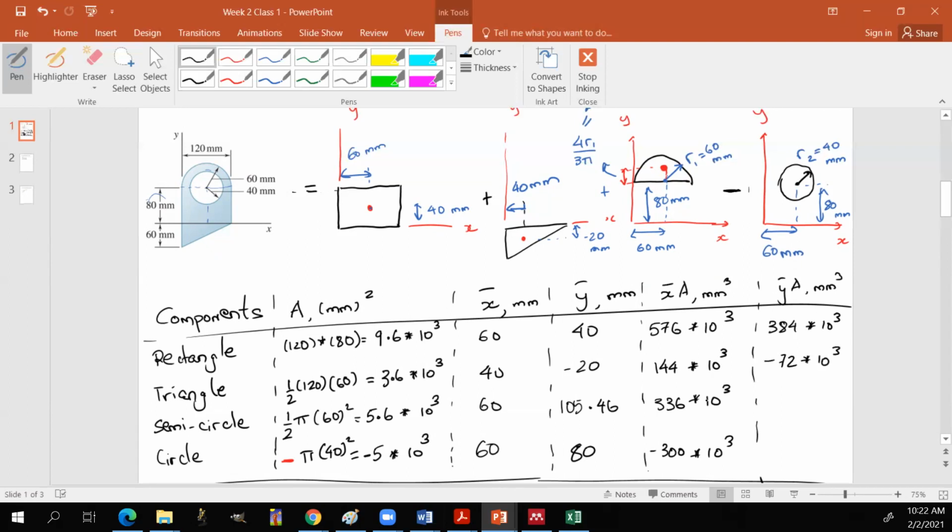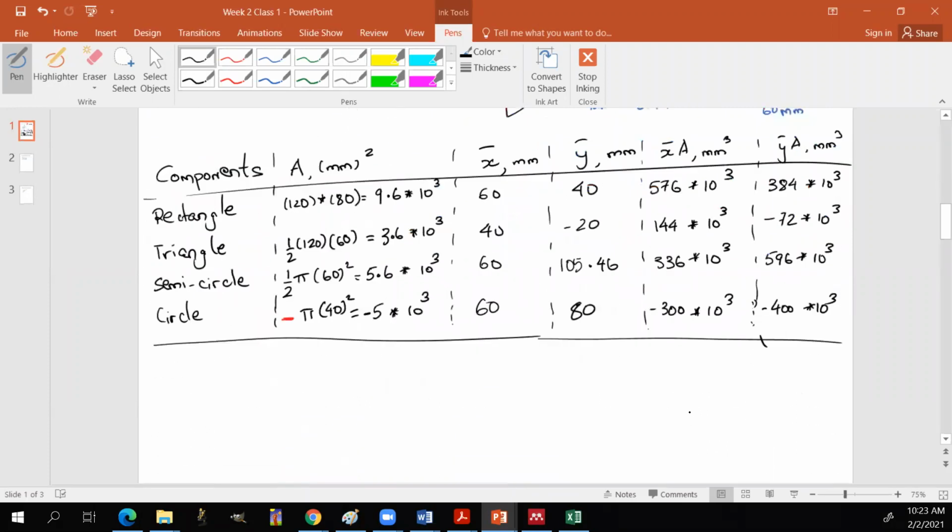Then, sorry, what am I doing? I'm doing 105.46 times 5.6 times 10 to the third. 596 times 10 to the third. 96 times 10 to the 3. All right, and then the last one, what do I have? I have 80 times minus 5, so that should be minus 400 times 10 to the third. All right, next step.